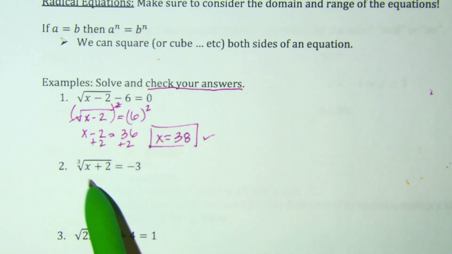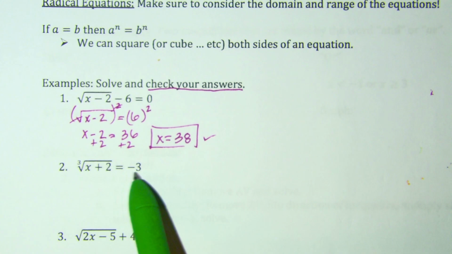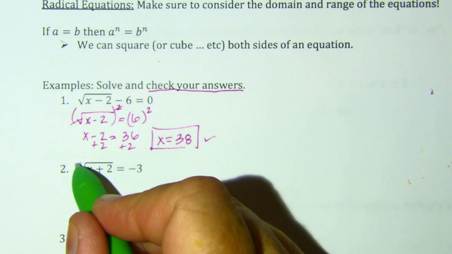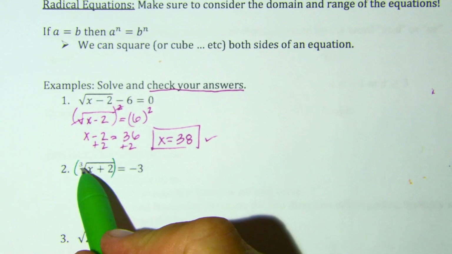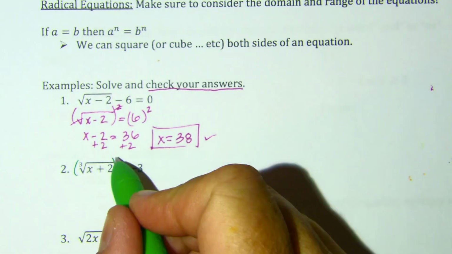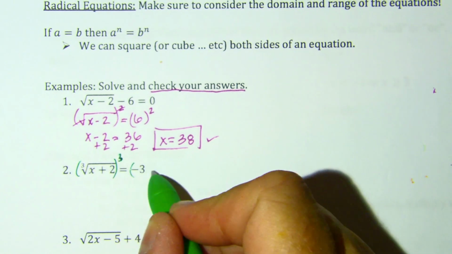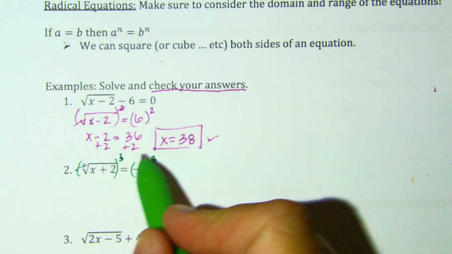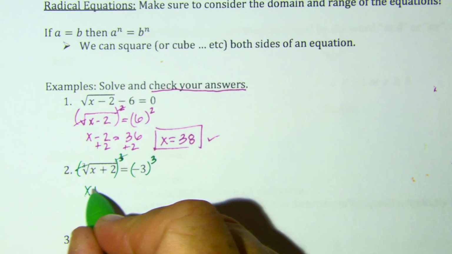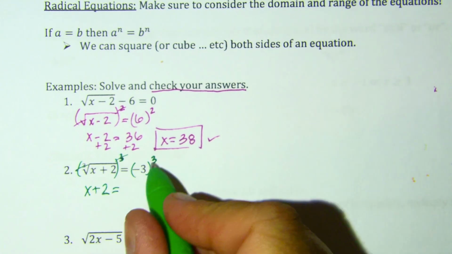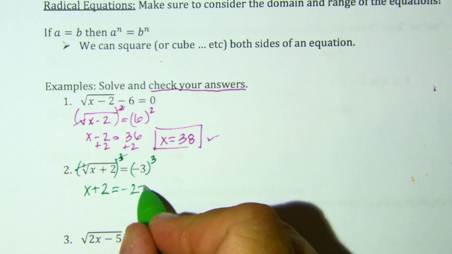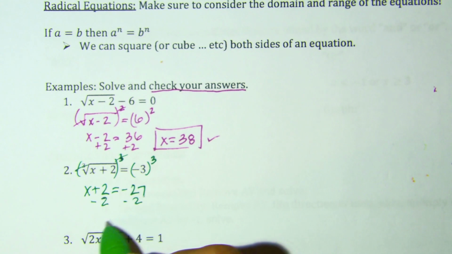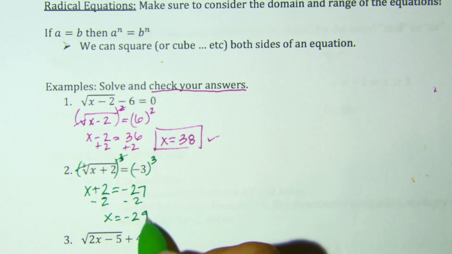Looking at the next one, we have the cube root of x plus 2 is equal to -3. I already have the radical by itself, not raising it to the second power here because this is a cube root. So the way you undo a cube root is you raise it to the third power. And whatever you do to one side, you have to do to the other. So those undo one another. We have x plus 2 is equal to -3 cubed is -27. Subtracting 2 from both sides, x is equal to -29.